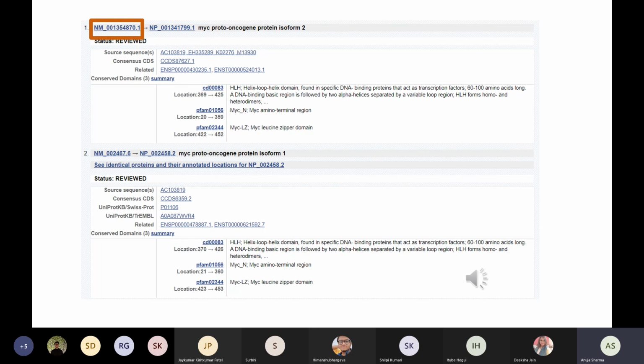Now, if you scroll down the same page, you will get the available isoforms of your gene of interest. For example, here for MYC we got two isoforms, and we are going to design siRNA against isoform 2. So we need to copy this highlighted code that represents the mRNA sequence of MYC.